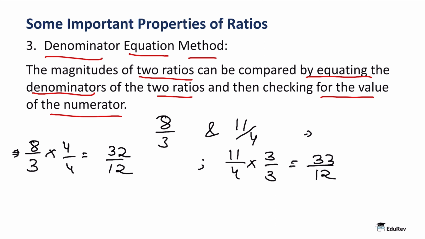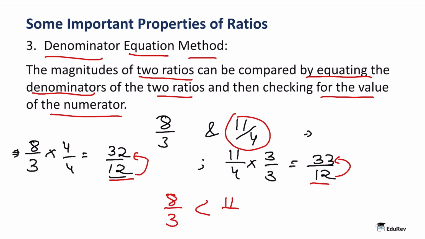Now, you see, it's very easy to understand which one is the bigger ratio, the one whose magnitude is bigger, which is 11 by 4. When we have the same denominator, 12, we check the numerator: here it's 33, while here it's 32. Therefore, 11 by 4 is bigger. So if I put the greater than or less than sign, it would look something like this: 8 by 3 is less than 11 by 4. Great.